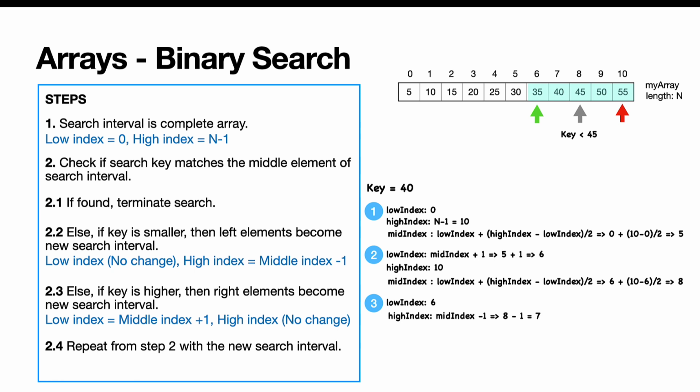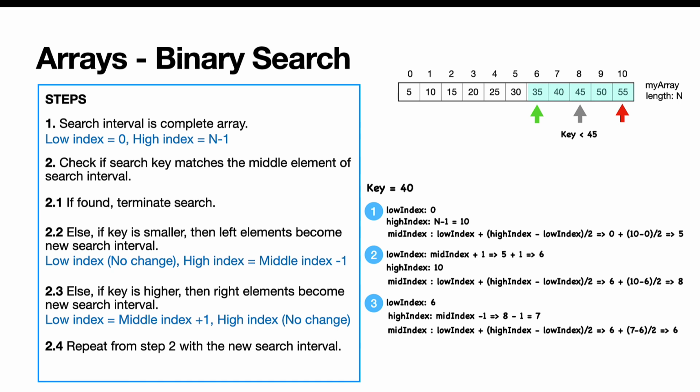High index will now be middle index minus 1, that is index 7, and the new middle index is low index plus (high index minus low index) divided by 2, that is 6 plus (7 minus 6) divided by 2, which equals 6. Again, remember that in Java, the decimal portion is truncated from the result when two integers are divided. So, 1 divided by 2 is 0, and 6 plus 0 equals index 6.